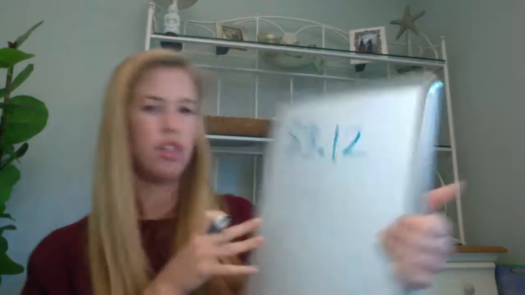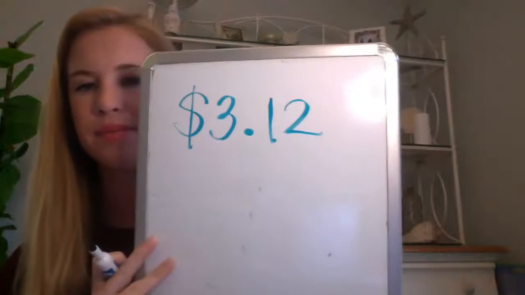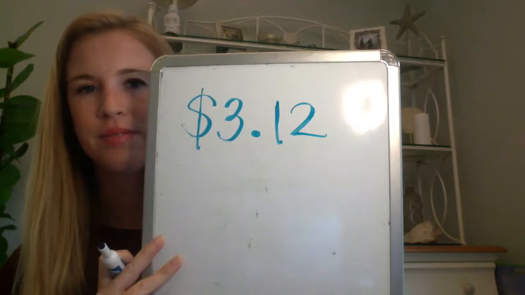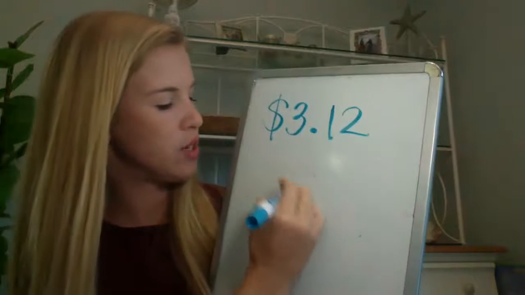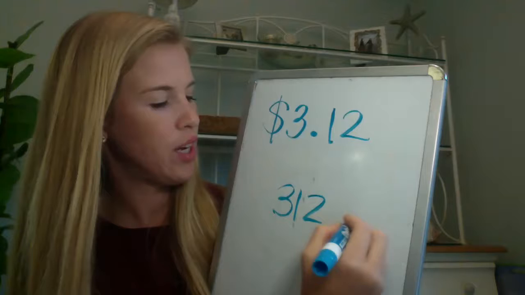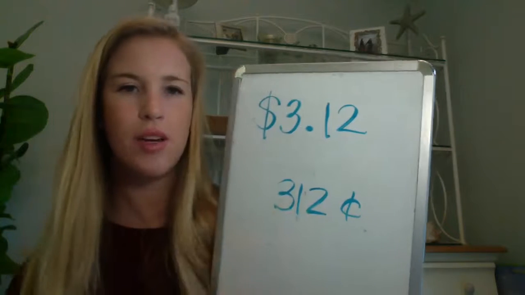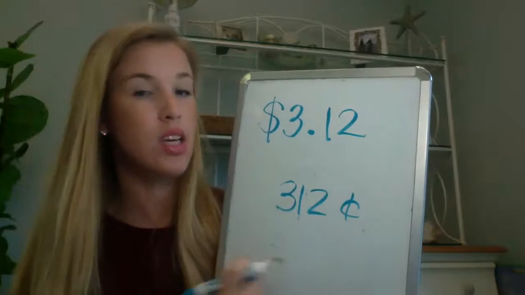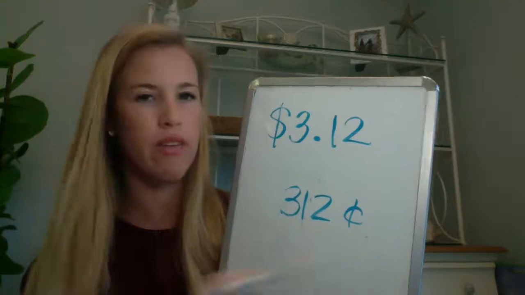Go ahead and erase what I've got. So the first amount that I have, you are going to go ahead and write the cents on your board. Okay, so the answer is going to be 312 cents. This should be written on your board. So $3.12 is equal to 312 cents.